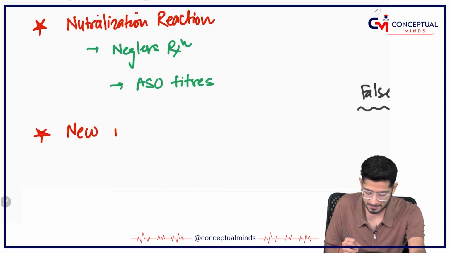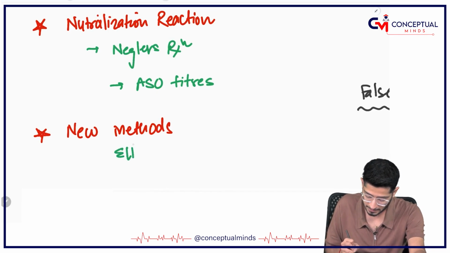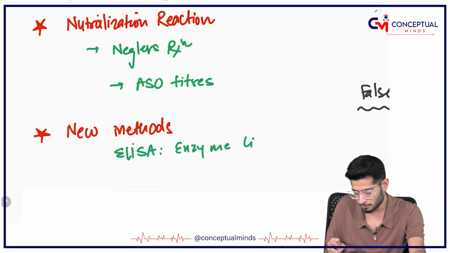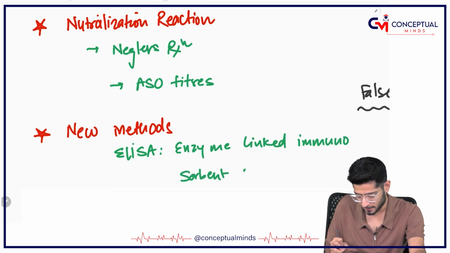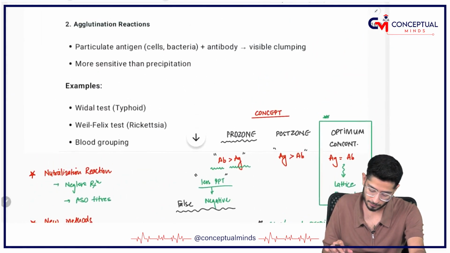Similarly, there are some new methods, for example, ELISA, Enzyme-Linked Immunosorbent Assay. Enzyme-Linked Immunosorbent Assay, okay. So, these are the new methods which have been employed.